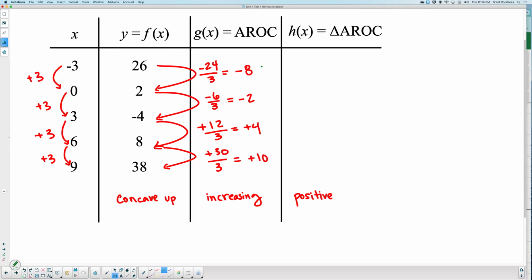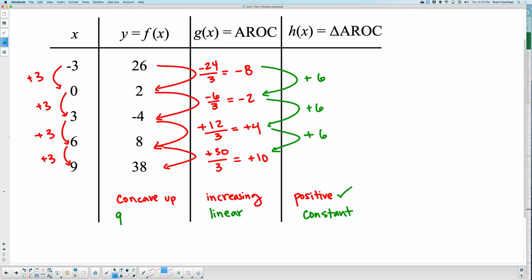What can you tell me about stage 2? How much is that increasing by? 6. What about here? Plus 6. And what about right here? Plus 6. What can you tell me about all of these? It's positive. We just proved it was already positive. We knew that it was going to be. We just proved it. And what else can we say? It's constant. Good. It's constant. So if this is constant, what has to be true about this column to the left of it? Linear. What has to be true about this column? You got it.